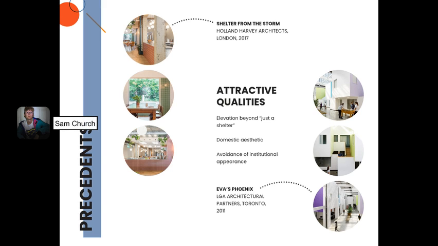I started with some precedent studies of existing shelters to better understand what will work best for our unique scenario. From these studies, I was able to extrapolate the qualities that I felt best fit the design. The first of these was elevation beyond a shelter. These places were thriving communities. A domestic aesthetic creates a more inviting location, and the avoidance of an institutional appearance establishes dignity and respect.